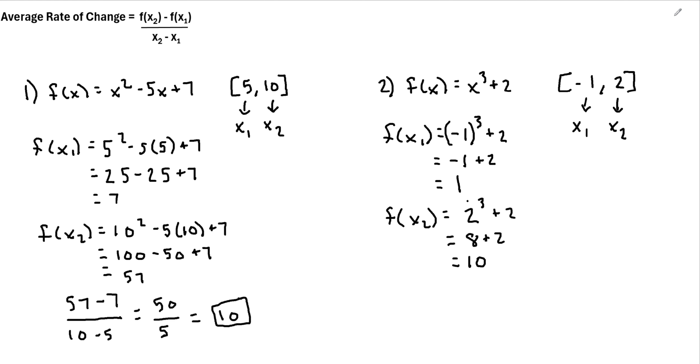And now we will just plug these values into our average rate of change formula. So we get f of x2 we saw was 10 minus f of x1 is 1 divided by x2 minus x1. So x2 was 2 and x1 was -1. So minus a -1. So in the numerator we get 10 minus 1 is 9. In the denominator we get 2 minus a -1. That's the same as 2 plus 1, which is 3. And 9 divided by 3 is 3. So that is our final answer for this one. That is the average rate of change of this function over the x interval -1 to 2.